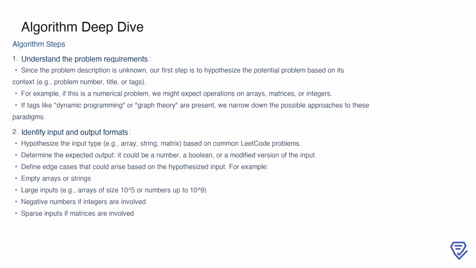Once we have a hypothesis, we move on to identifying the input and output formats. This means guessing whether the input is an array, string, or matrix, and determining what the output should look like, perhaps a number, a boolean, or a modified version of the input. At this stage, it's also critical to consider edge cases. For example, if the input is an array, we should account for scenarios like empty arrays or extremely large ones. Similarly, if integers are involved, we must think about cases like negative numbers or very large values. This foundational understanding sets the stage for developing a structured solution, even when the problem definition is unclear.